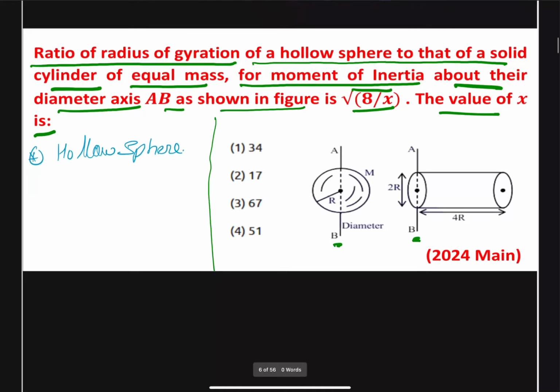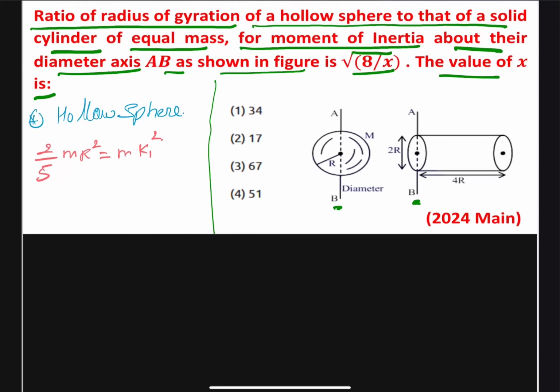So for the hollow sphere we can write that 2 upon 3 mr square will be equal to mk1 square. Therefore this m and m cancel out, and we get that our k1 will be equal to r, sorry, it is 2 by 3, not 2 by 5, 2 by 3, and this comes as r square root of 2 by 3.